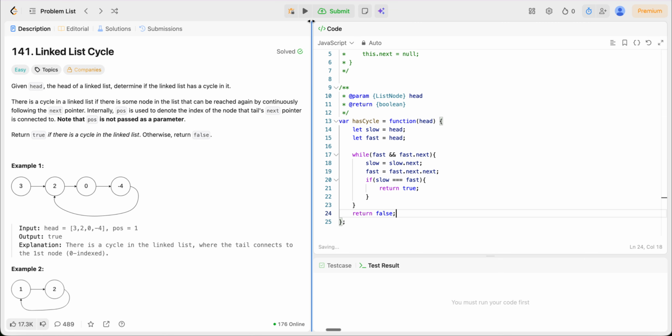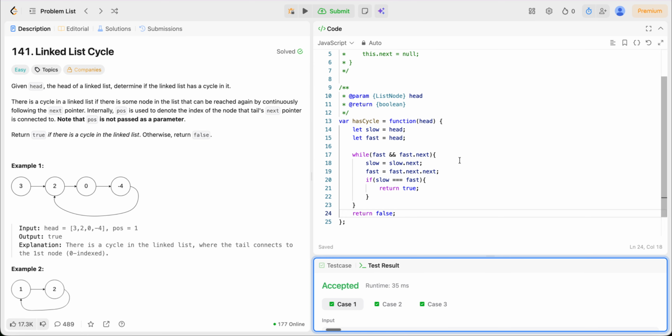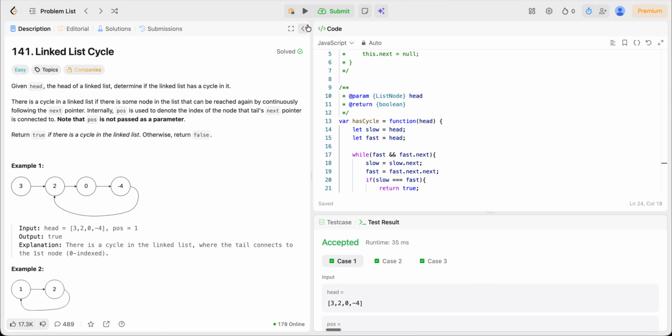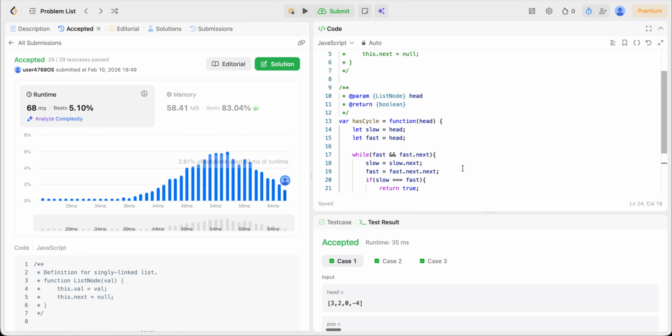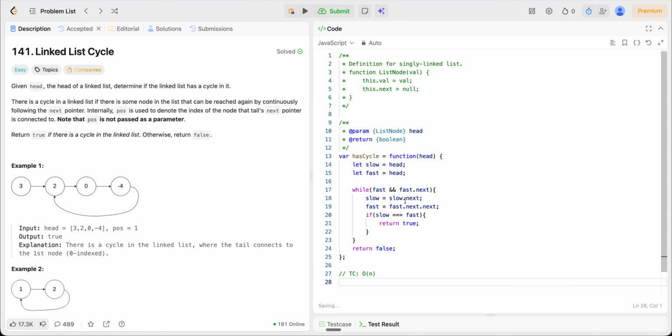So now let's try to run it. Test cases are successful. Let's submit it. Yep, it's successful. So like I mentioned, the time complexity of this solution is big O of n if there are n nodes, and space complexity of this solution will be big O of 1 because we are not using any extra space. These are just constant space.